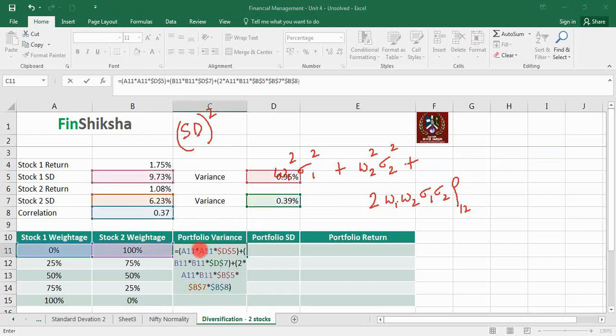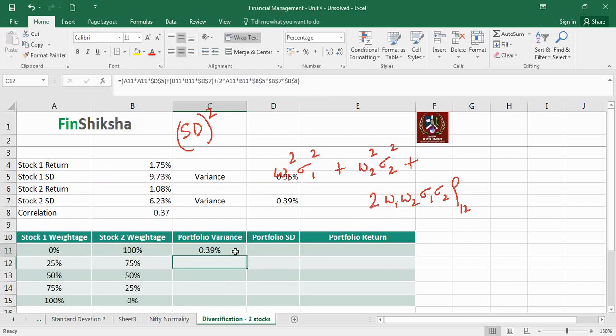We have weight of 1 square, that's A11 into A11, that's here. Then sigma of 1 square, that's the variance of stock 1. Then we have weight of 2 square, that is B11 into B11, multiplied by sigma of 2 square, that's variance D7 for stock 2, plus 2 multiplied by weight of A into weight of B into sigma of 1, which is now the standard deviation, sigma of 2, which is the standard deviation of the second stock, and correlation between these two. So that's the term that comes here, right? So that's our calculation, and we can press enter.